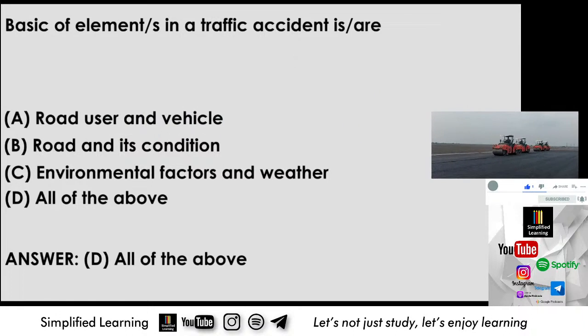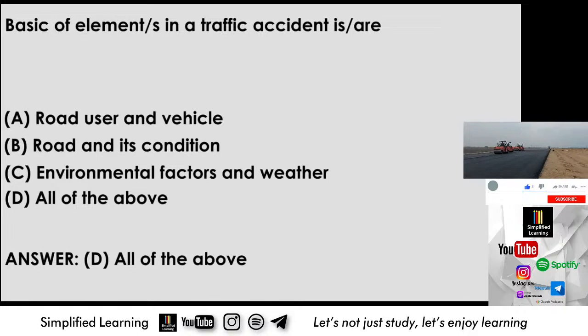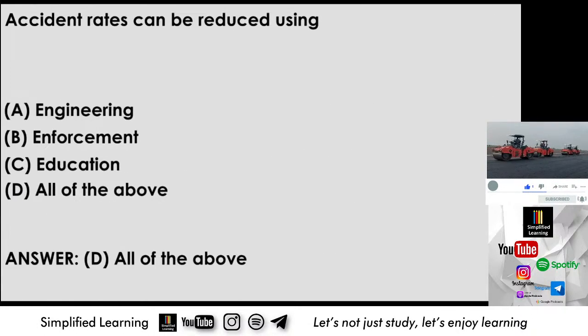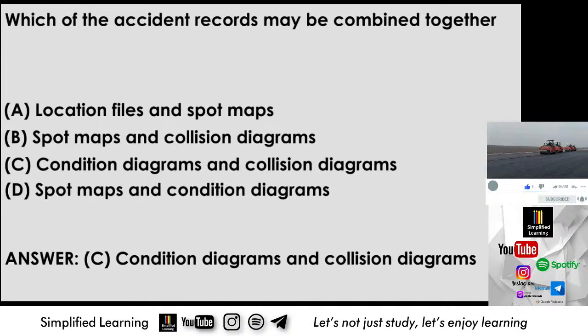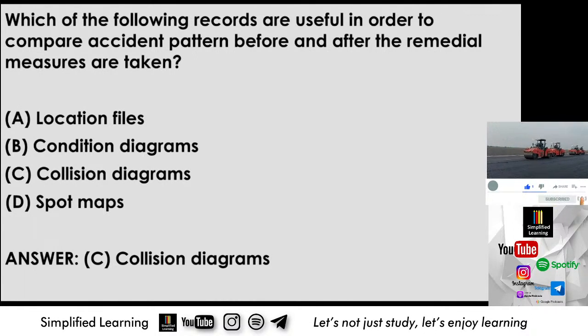Basic elements in a traffic accident are road user and vehicle, road and its condition, environmental factors and weather. Then accident rates can be reduced using engineering, enforcement and education, triple E. Which of the accident records may be combined together? It is condition diagrams and collision diagrams. Collision diagram records are useful in order to compare accident patterns before and after the remedial measures are taken.